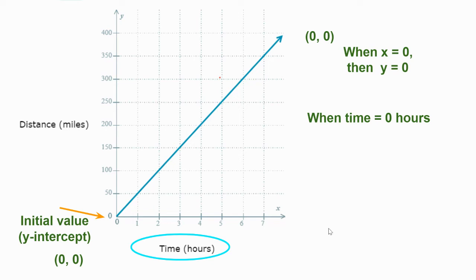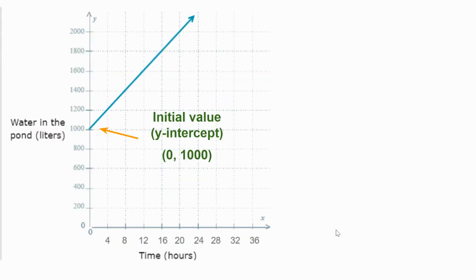And then we look at the y. What's the y? The distance, and the distance is in miles. At time 0, we also have a distance of 0 miles. So what this y-intercept means in terms of this problem is it's (0, 0): the time is 0 and the distance is 0.